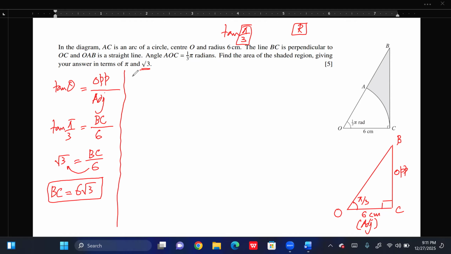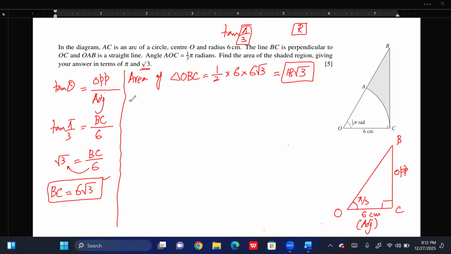So let's get the area of triangle OBC. Angle OBC. One over 2 times the base, which is OC, 6 centimeters, times the height BC we just calculated, which is 6 square root 3. By simplification, I will get 18 square root 3. This is the area of the triangle OBC.